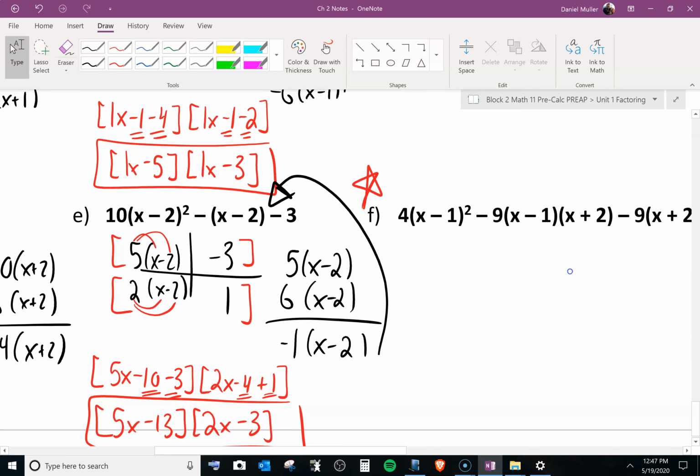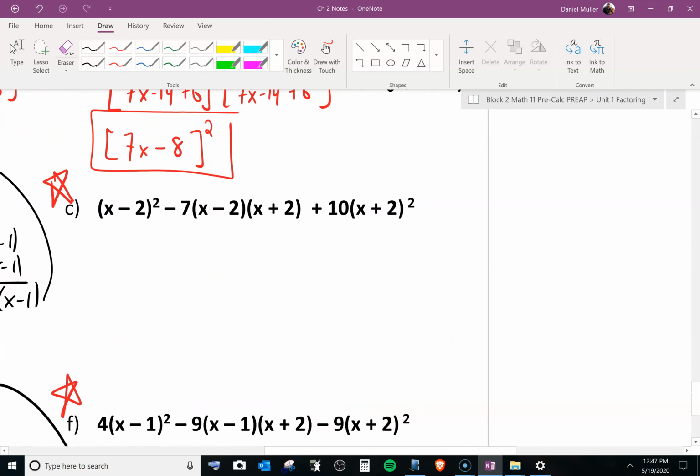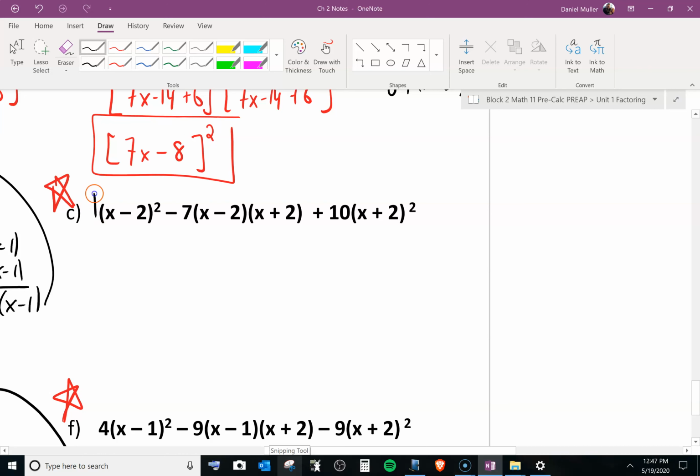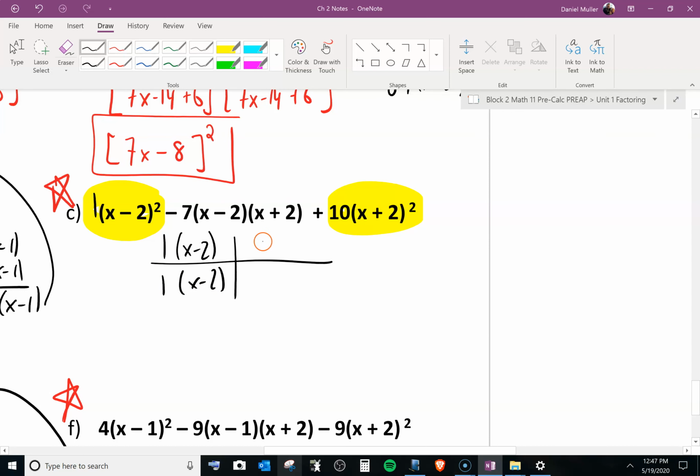All right, anyways, let's jump up here to C. Look at this stuff. I'm going to make this a 1. Okay, so just to keep in mind that this is the left and that this is the right, just because there's a lot of stuff going on here. So 1 is 1 and 1, and I need an x minus 2 and an x minus 2. So I get 1 x minus 2 squared. And this side is a 10, so I'll do 5 and 2, x plus 2 and x plus 2. That gets me a 10 x plus 2 squared.